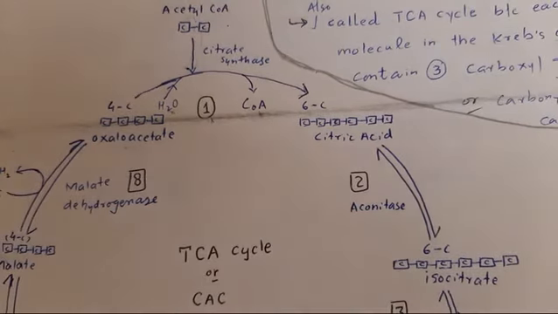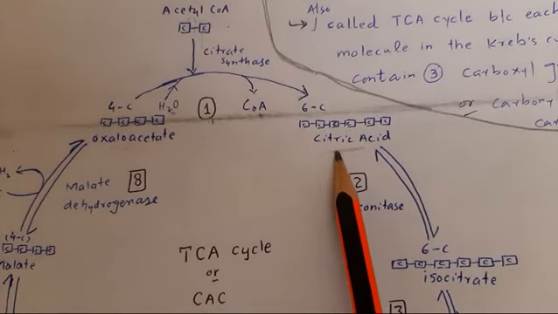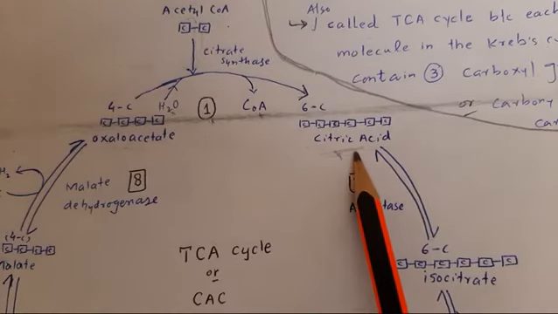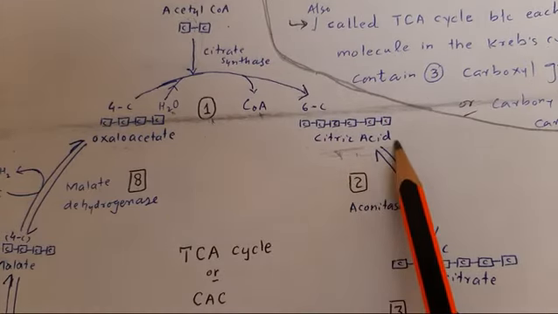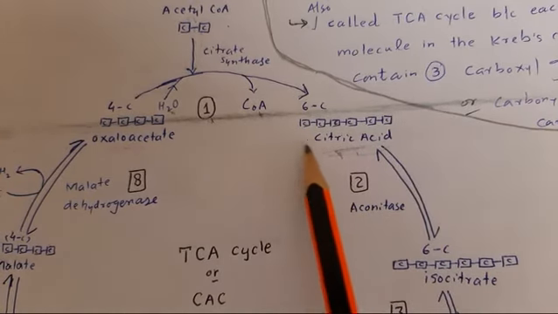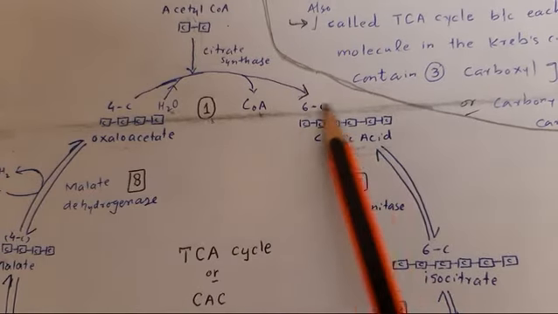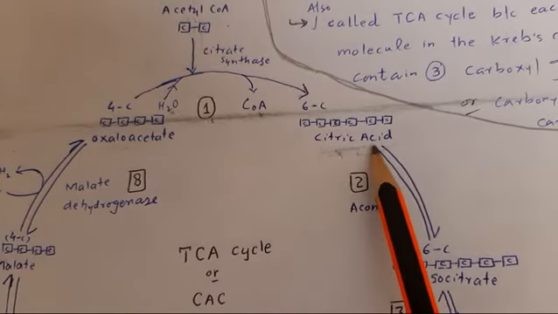Before moving into the next step, why is the Krebs cycle also known as the CAC cycle, the citric acid cycle? The reason is that, as you know now, citric acid is formed in the first step. Citric acid is an early, the first, intermediate of this cycle, so that's why the Krebs cycle is also known as the citric acid cycle, right?